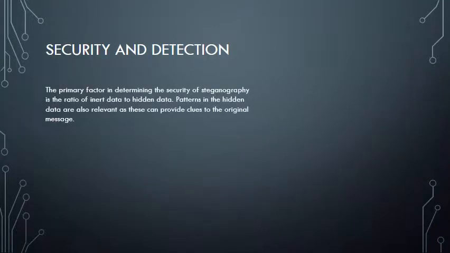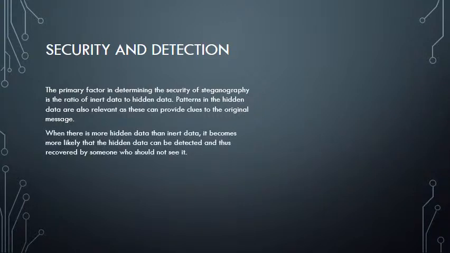Ultimately, the primary factor in determining the security of steganography is the ratio of inert data to hidden data. Patterns in the hidden data are also relevant, as these can provide clues to the original message. When there's more hidden data than inert data, it becomes more likely that the hidden data can be detected and thus recovered by someone who should not see it.